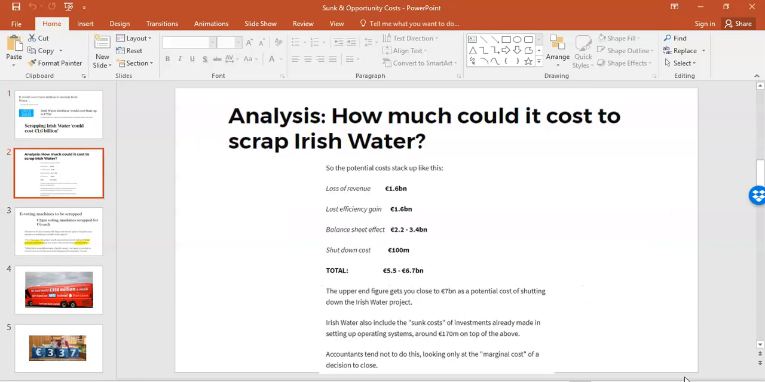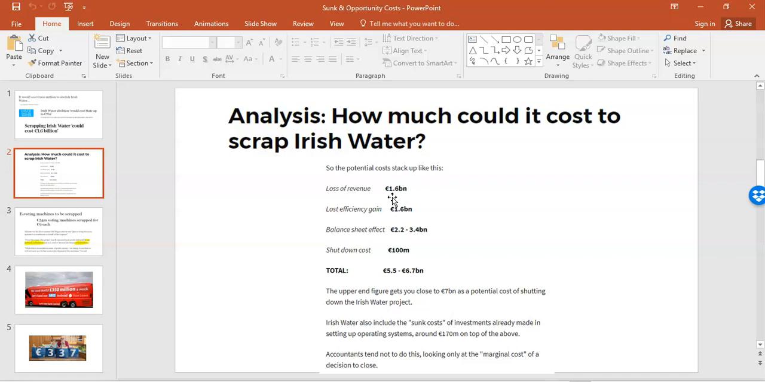So if we look at here, he's done up a little one. It's somewhere between 5.5 and 6.7 billion euro, but there are different things that make it up. The actual cost of shutting down Irish Water was only 100 million. Now, I say only, which is quite frivolous, but compared to the other costs, the shutdown cost is quite small. So that's the actual out of pocket. But what we're saying then is there are two opportunity costs here. You're losing 1.6 billion of revenue that would have been generated from the public. That's an opportunity cost because we're deciding to close it. We're going to lose this revenue. So it's an opportunity foregone.